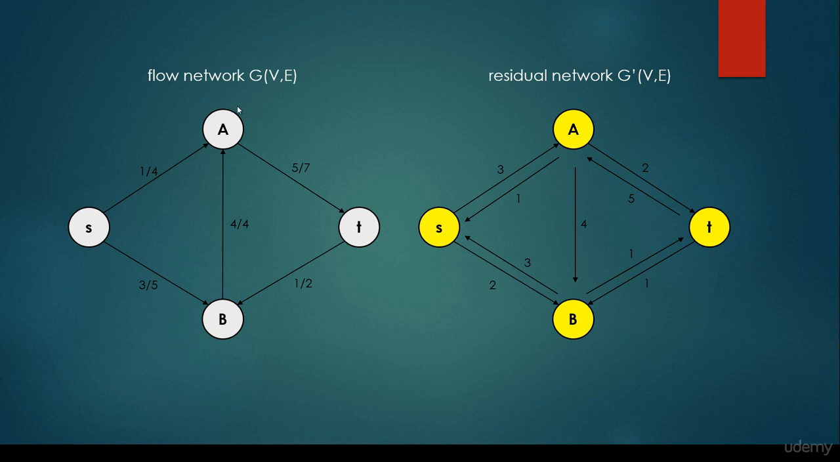But it's quite easy to construct it. We just have to consider the given edge capacity and the amount of flow that we have already flowing in that given direction. And basically we are able to calculate the edge weights in the residual network.